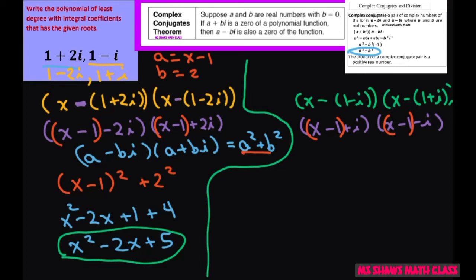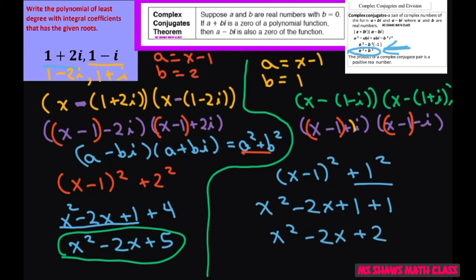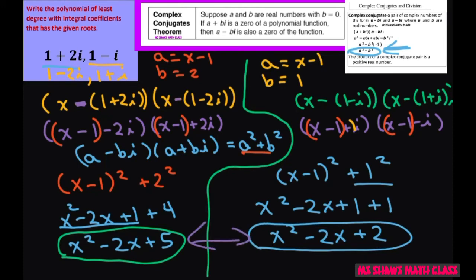In this case, the a is still x minus 1, and our b equals 1. There's a 1 in front, so b equals 1. So we do the same thing and use this formula here. That's going to be (x minus 1) squared plus 1 squared. This gives me x squared minus 2x plus 1, just like we got here, but this one's plus 1. So we have x squared minus 2x plus 2. Now what we're going to do is take these two and multiply them together.